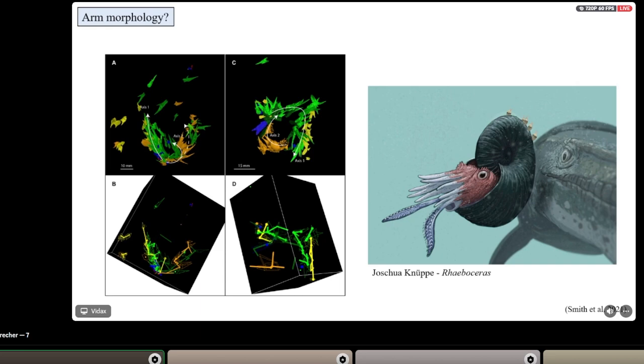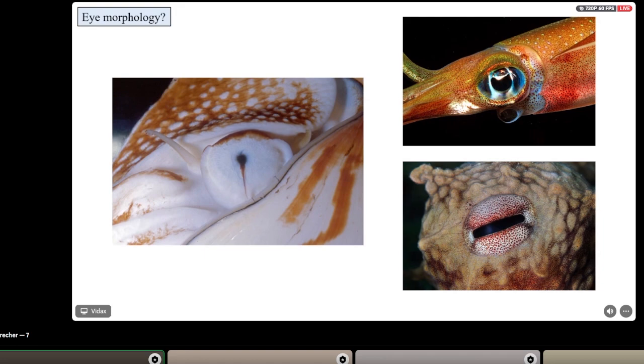For the other arms, we don't really know if they were like the ones of coleoids or if they were like the ones of Nautilus. We don't have any evidence for that, basically.